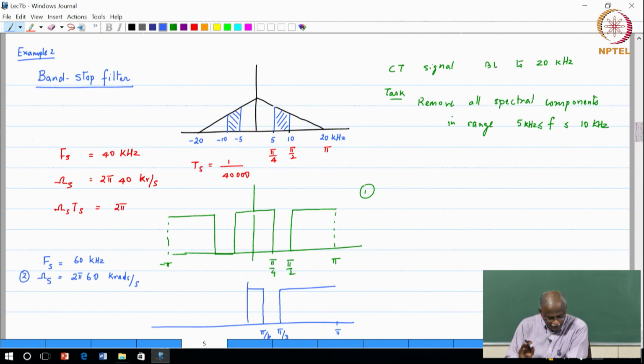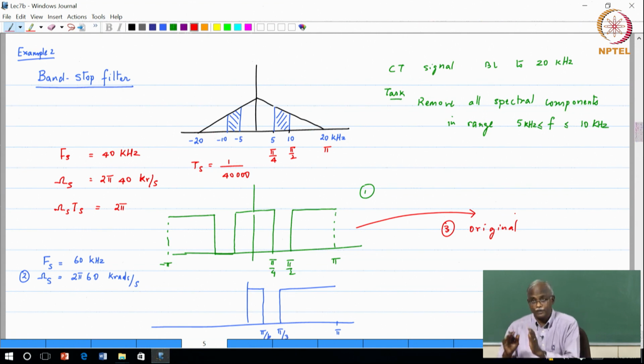Now if I had kept the original filter, this is observation number 3. So if I had kept the original filter, that means I had retained this filter. So keep the original filter, which is cut off from pi by 4 to pi by 2, that is the band stop portion, but I had sampled my signal at 60 kilohertz. Okay. So which portion of the spectrum did I remove? You would have to recalculate.